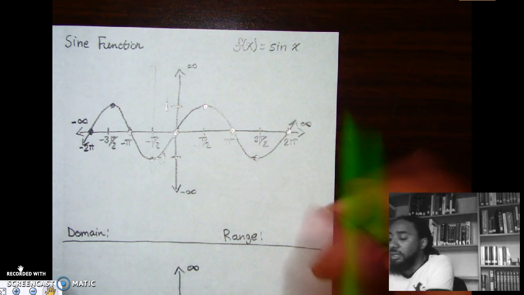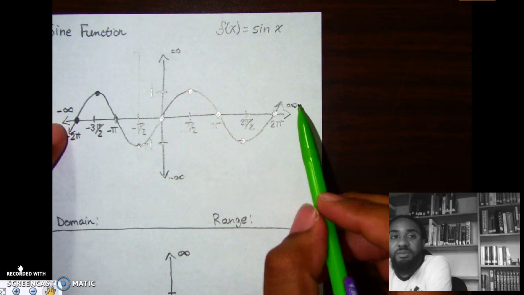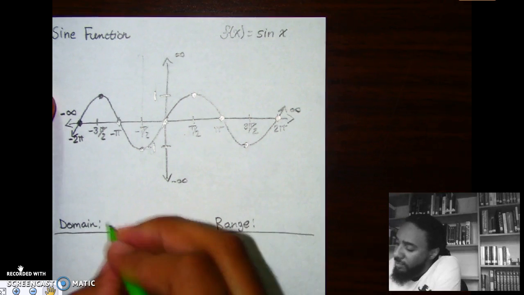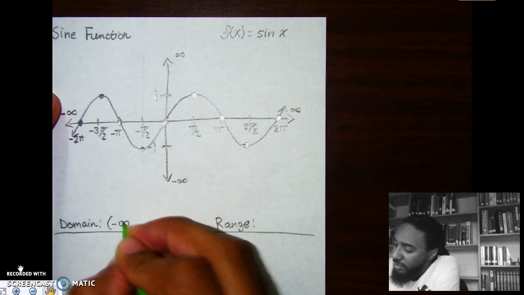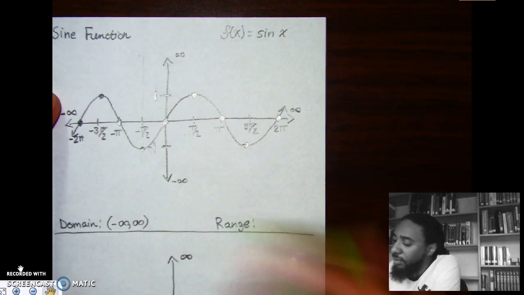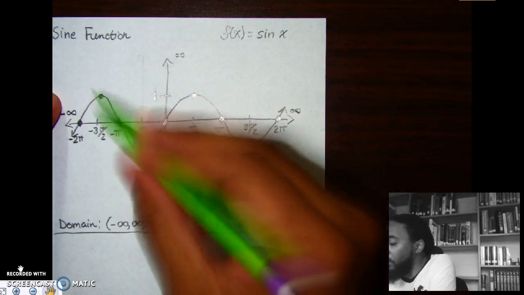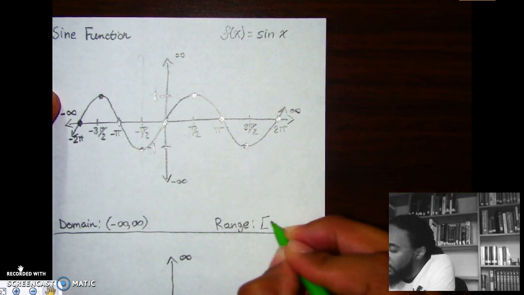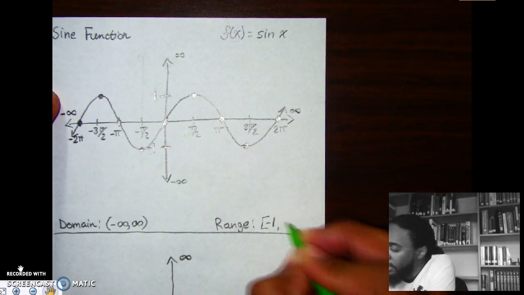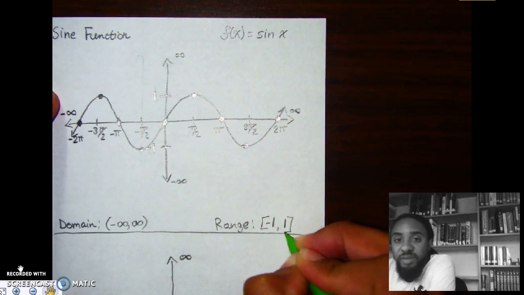All right, so again, for our domain and range here, it has an arrow on both sides. So we have negative infinity to positive infinity. And for our range, it goes from -1 to 1, and they're all closed circles. So -1 is a closed circle, and +1 is a closed circle. So we have brackets.